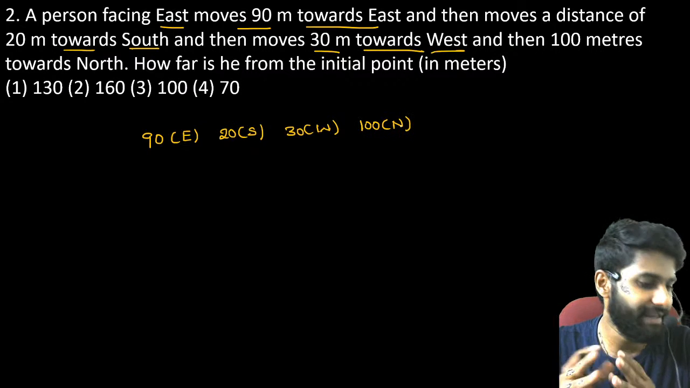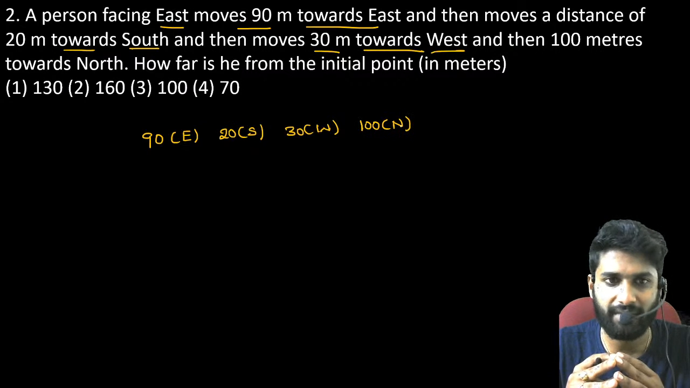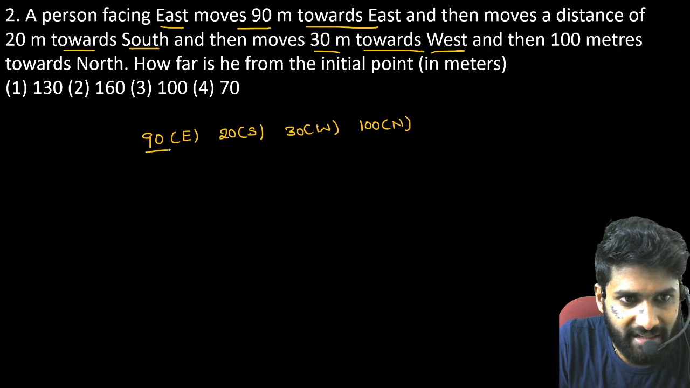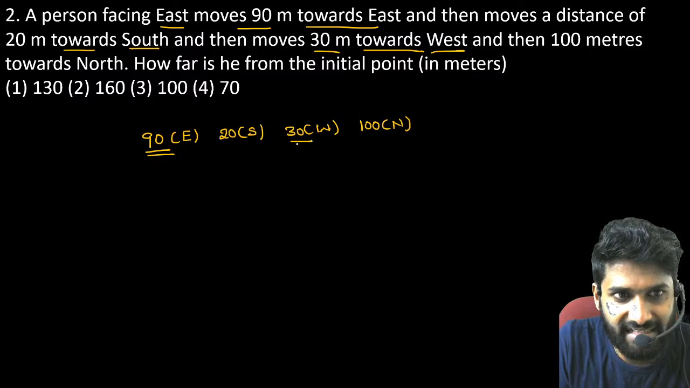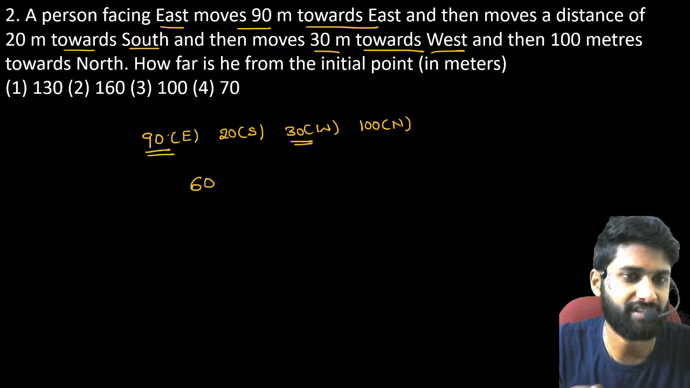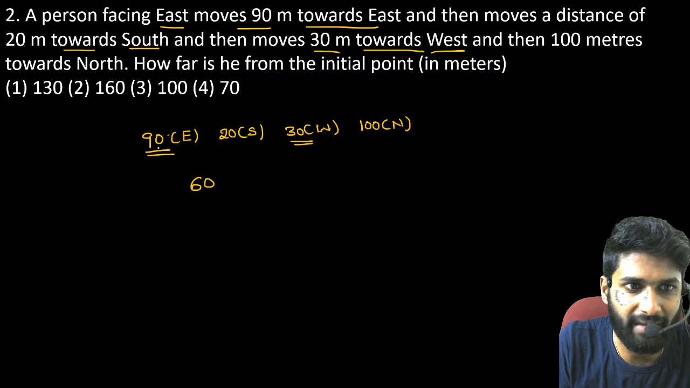Now, how far is he from the initial point? I'm not drawing any diagram, just observation. See, this is 90 and this is 30, and east and west are opposite directions, so the value becomes exactly 60. Here 90, here 30, the answer becomes 60.